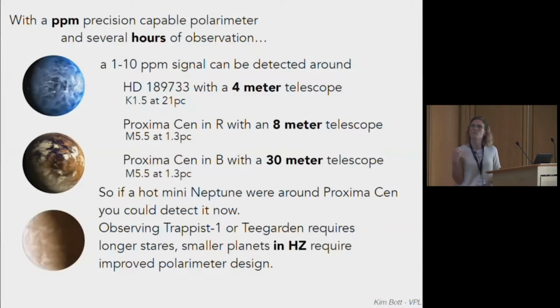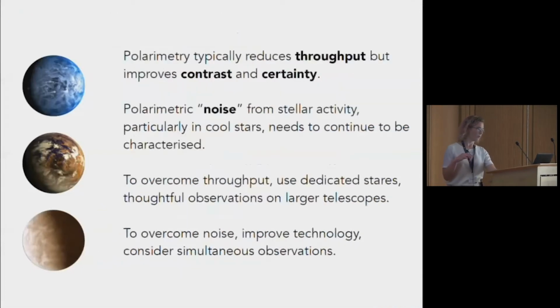If we wanted to observe a dimmer star, of course, we just need to stare longer or use an even bigger telescope. If we want to be looking for planets in polarized light that are in the habitable zone, this would require that we improve our polarimeter design to some degree. So I tend to summarize polarimetry by saying that although the nature of polarimetry reduces the throughput of your photons, it improves contrast and certainty.